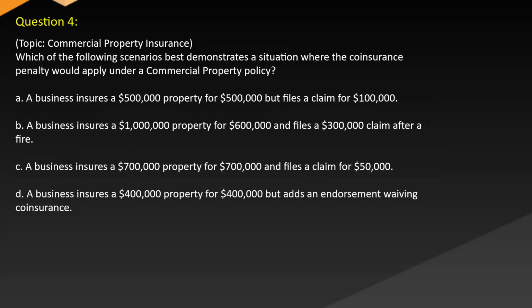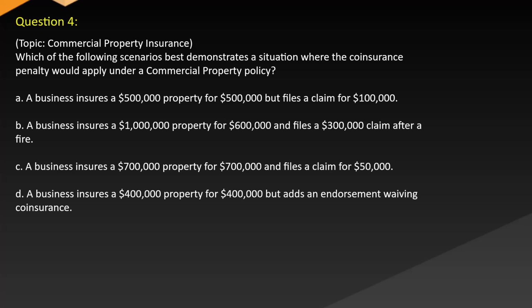Question 4. Topic: Commercial property insurance. Which of the following scenarios best demonstrates a situation where the coinsurance penalty would apply under a commercial property policy? A. A business insures a $500,000 property for $500,000 but files a claim for $100,000.